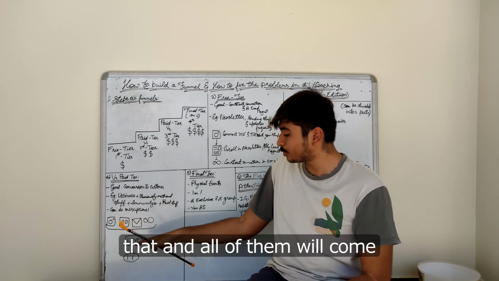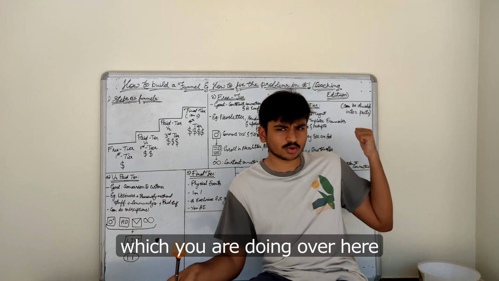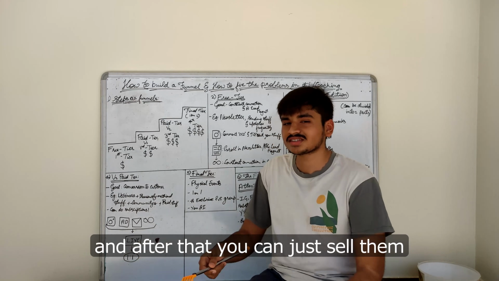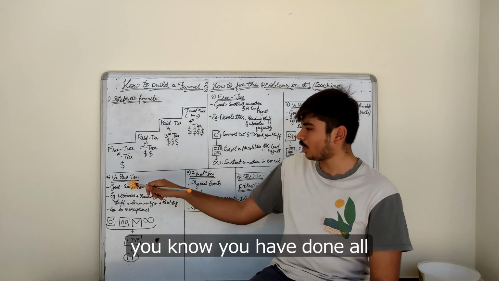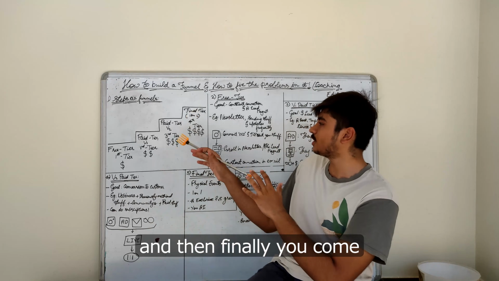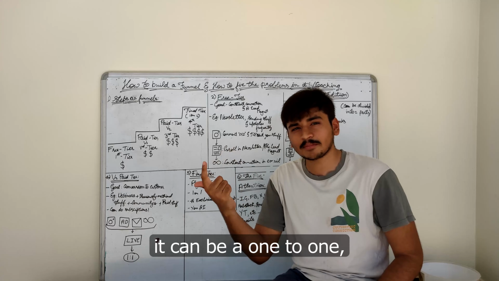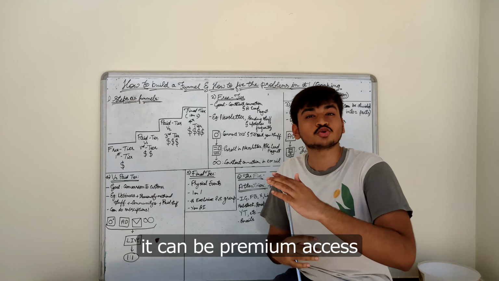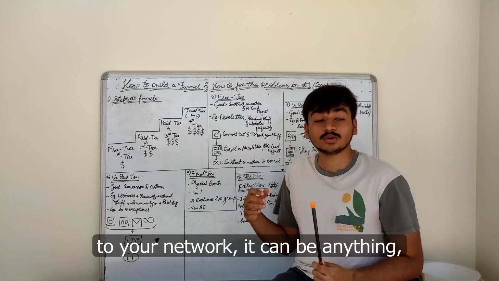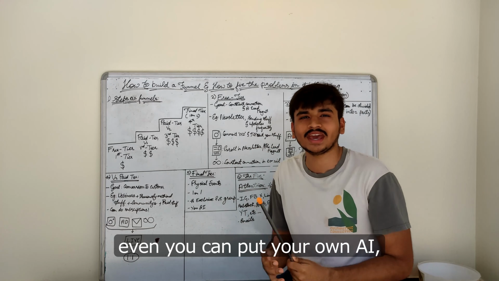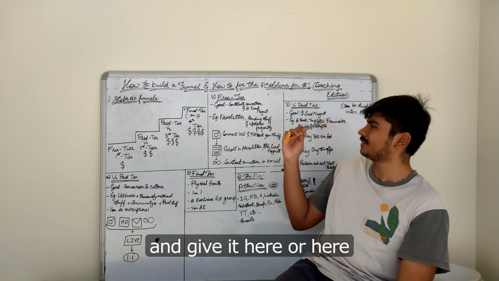And all of them will come to that webinar which I mentioned, which you are doing over here. And after that, you can sell them the one-to-one. You have done all of this, and then finally you come to the one-to-ones. It can be a physical event, it can be a one-to-one, it can be premium access to your network. It can be anything. You can even put your own AI. Actually, you can make your own AI and give it here or here.